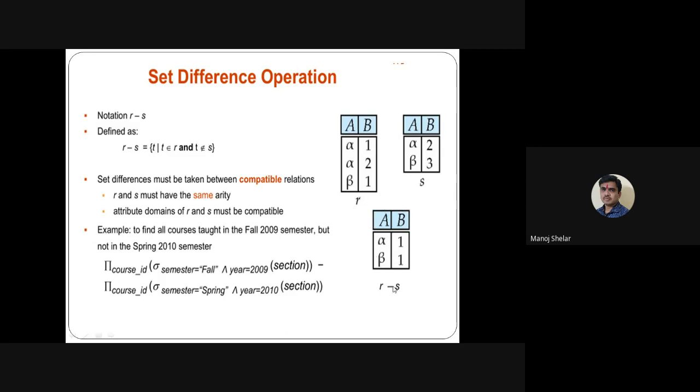Okay, r minus s. Suppose s minus r, so the result: alpha 2 is common here, so alpha 2 is cancelled. Beta 3 is available here, is it available there? No, so beta 3 is not cancelled. So the result of this s minus r is only beta 3. This is the set difference operation in relational algebra.